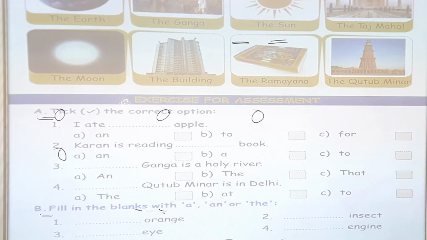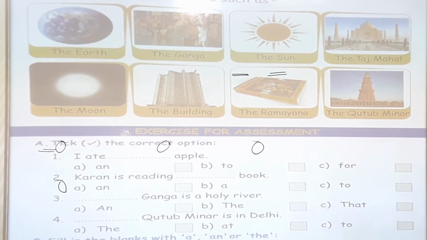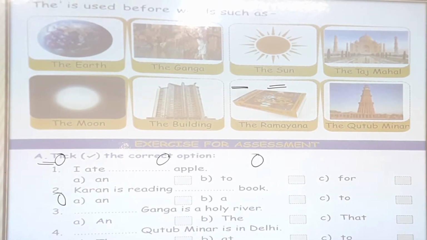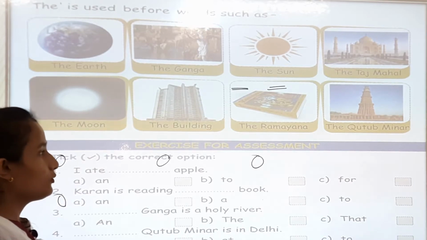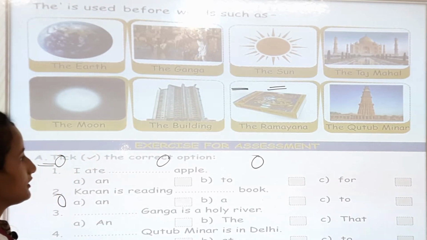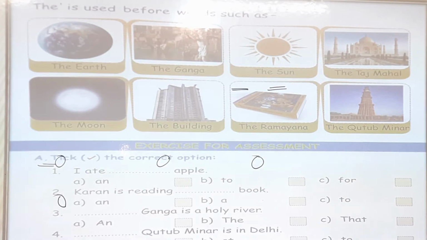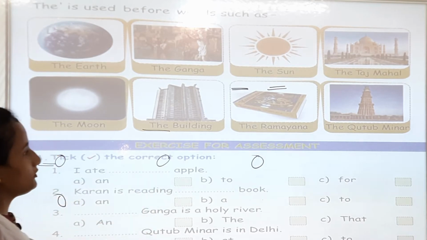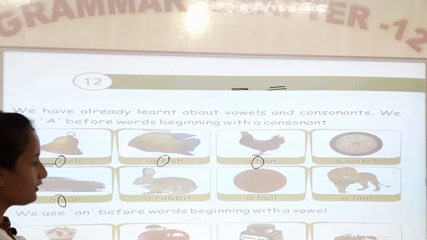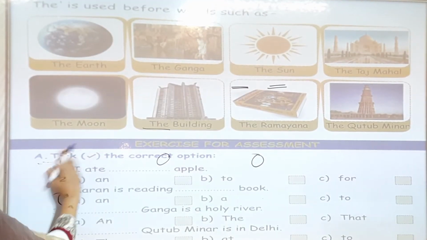On the next page you can see the is used before words such as the earth, the Ganga, the sun, the Taj Mahal, the moon, the building, the Ramayana, the Qutub Minar. So we use the for a place or a book. When we are talking about a place, natural things, or books, we use the. And we use a before a consonant word and an before a vowel word. These are the examples you can see.